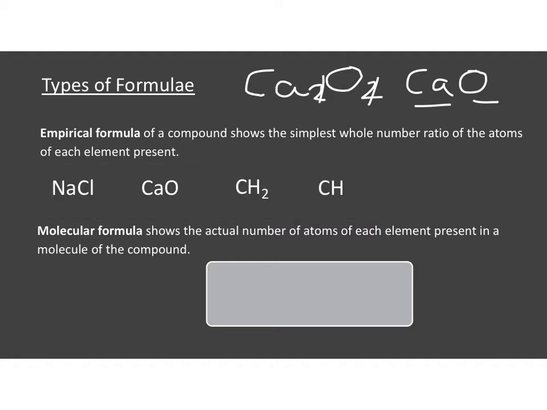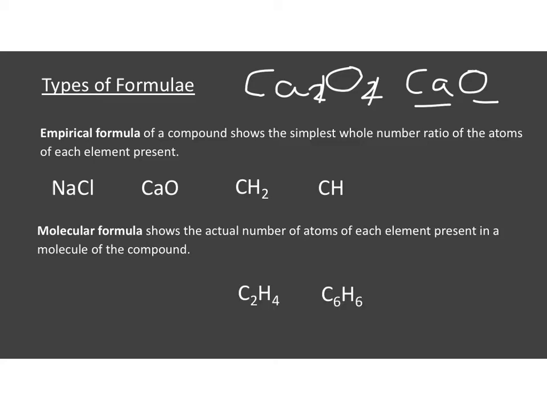So here are some examples of empirical formulae. Obviously the first two are ionic compounds, and the last two are organic compounds. And you can see that we have a formula of CH2 and also CH, and we know that can't be the actual formula, the actual atoms that are in the molecule, because we know carbon forms 4 bonds. So the molecular formula sorts that out, and that shows us the actual number of atoms of each element present in the molecule.